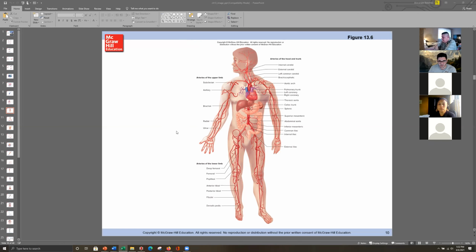Okay, so what do I want to talk about here? Kind of a fun fact: the descending aorta, this larger vessel you can see running down the spine right here, actually has a leftward orientation. It's not really substantial. It's not like it's all the way on the left side of your body, but it runs down the left side of the vertebral column.